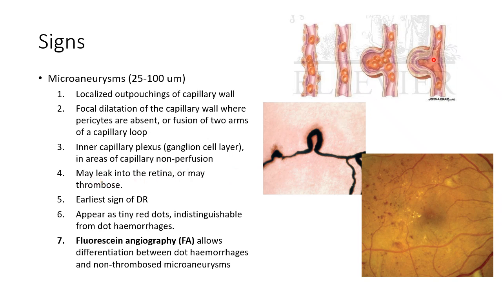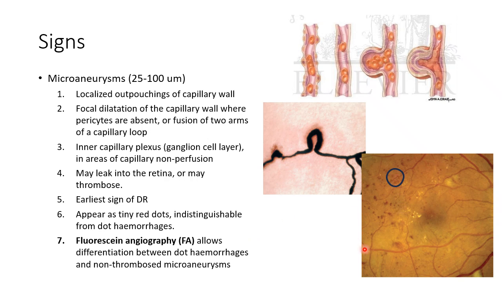These aneurysms in turn may leak into the retina or they may thrombose. Leaking aneurysms are easy to identify. Thrombosed aneurysms are often confused with dot hemorrhages. So microaneurysms are the earliest sign of DR and the hallmark of NPDR, and how do they appear? They appear as tiny red dots, indistinguishable from dot hemorrhages.